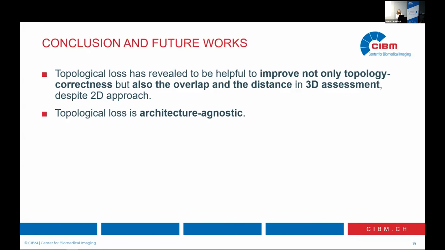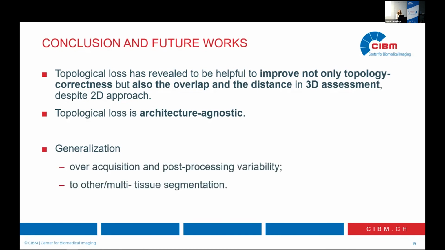And the future work would be more oriented on the generalization, which would be, first of all, to address the two other variability I mentioned at the beginning, which are linked to the acquisition parameters and the post-processing methods. So that could be to use other data sets or other images from different centers. And another generalization would be to work on other structures which would have different topological features, or to work on multi-tissue segmentation.